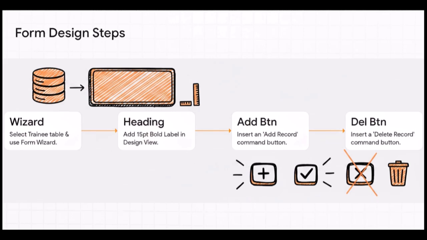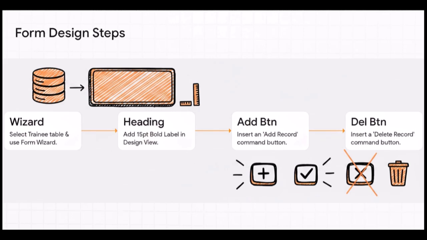Step 2, and trust me, examiners are absolute sticklers for this. You must go into Design View and add a label for the heading that is exactly 15-point font and boldface. Do not ignore those formatting rules. Step 3 and 4 require you to use the button wizard to insert specific command buttons. We need one for Add New Record and one for Delete Record.